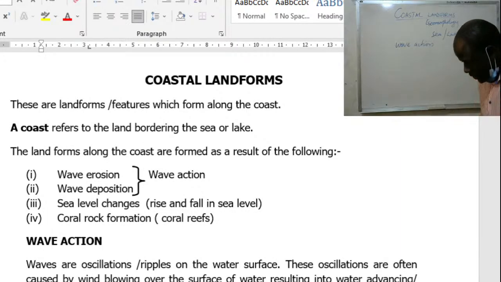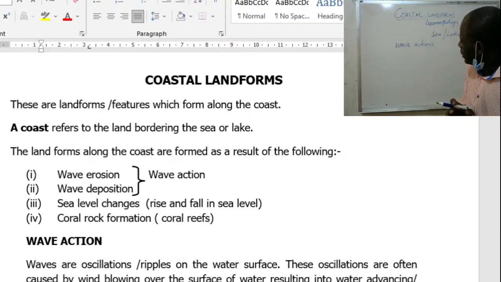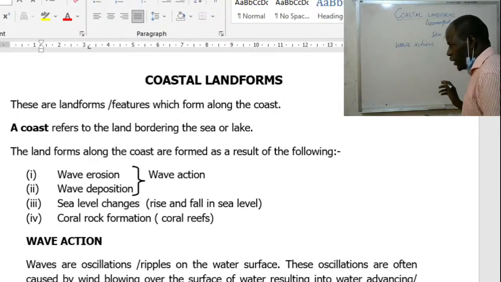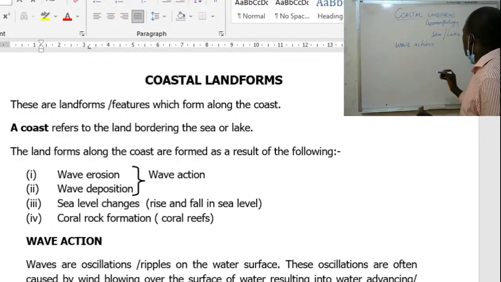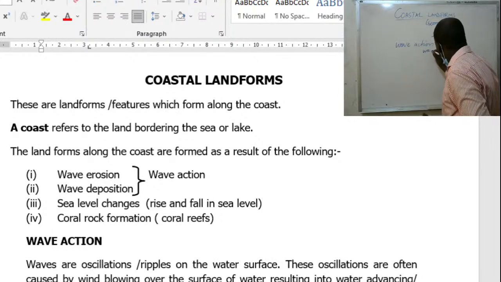And as waves make water in the sea to move towards the coast or to move back into the sea or the lake from the coast, there are 2 aspects that arise in this situation. That waves, in pushing water towards the coast and then drawing water back to the sea or the lake, we have 2 actions. One is called wave erosion, and then the other is called wave deposition.